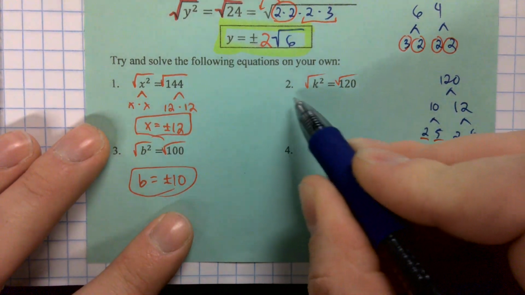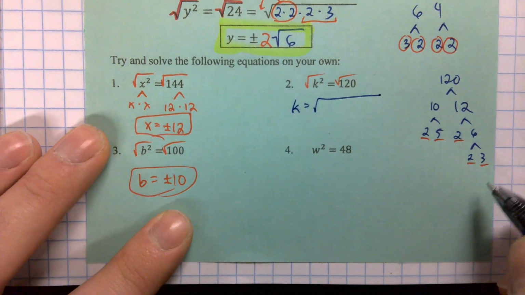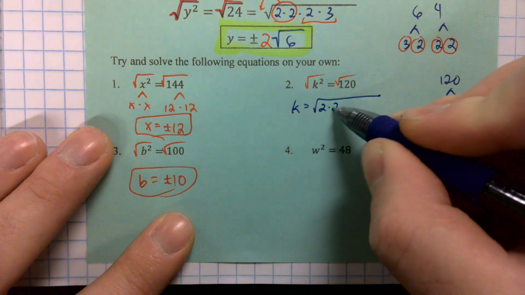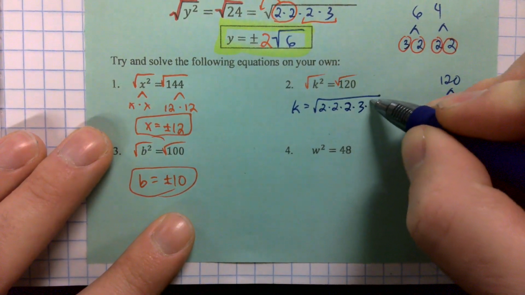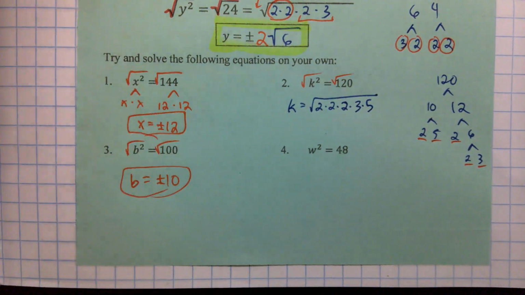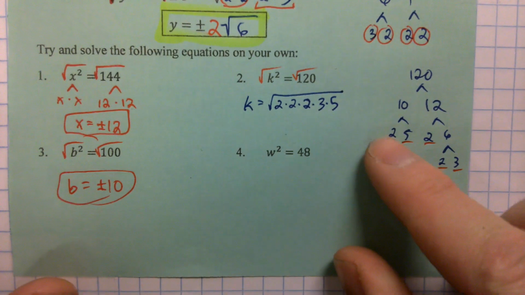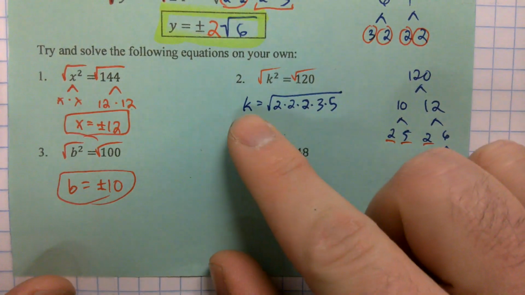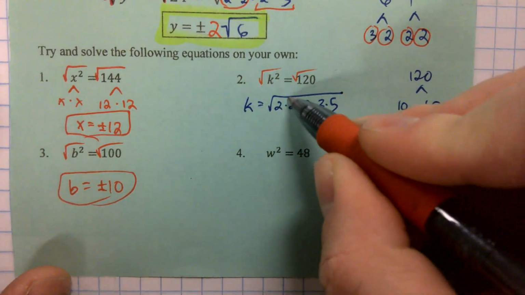I know that my left side is going to simplify to k, but my right side I want to organize and see what I can do. I've got 2 times 2 times 2 times 3 times 5. Everybody with me so far? Does that look right? See how we broke that down? Are there any pairs we can take out here? What's my pair? 2 and 2.